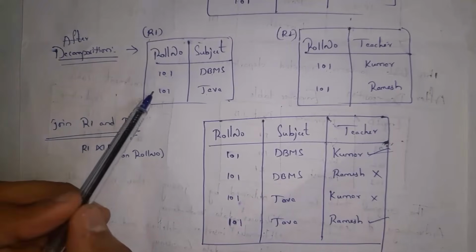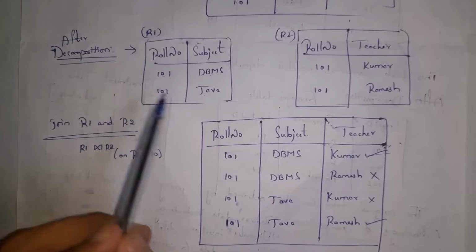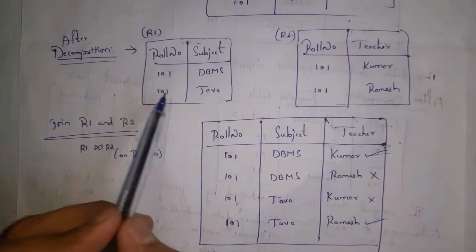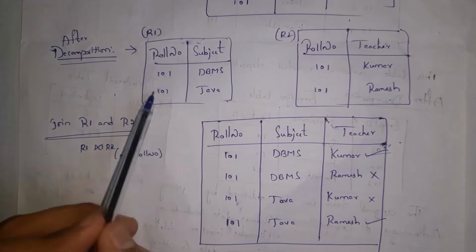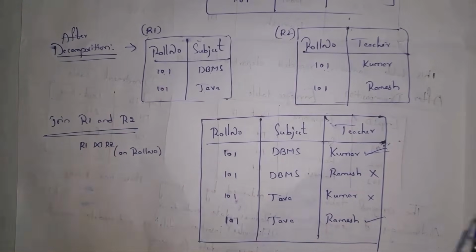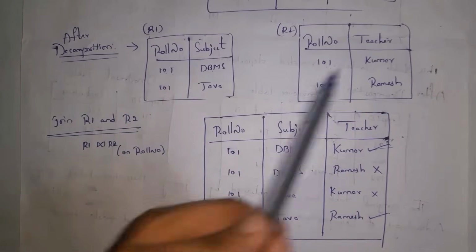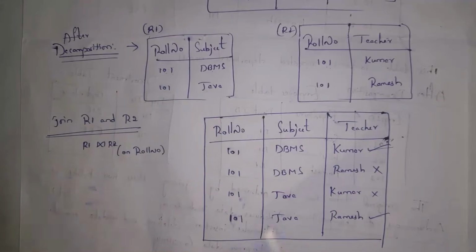And again, now the second row is selected. Second row, 101 Java. Here there is 101 and here also there is 101. There is a match. So these two rows are combined like roll number 101 Java Kumar. And here there is 101, here also there is 101, so again rows are combined like 101 Java Ramesh. So the first row is combined with these two rows, and similarly the second row is combined with these two rows, because there is a roll number match.